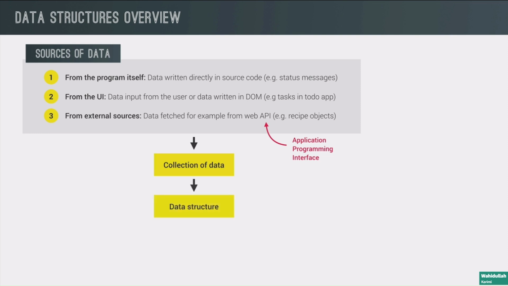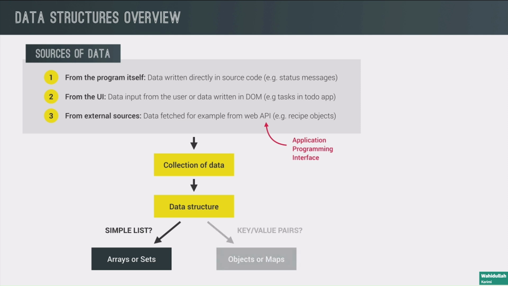But as you know, there are 4 built-in data structures in JavaScript. And so now we need a way of deciding between them. But it's not that hard. So the first decision is this. Do we just need a simple list of values? If so, then we're going to use an array or a set. But on the other hand, if we need key value pairs, then we need an object or a map.